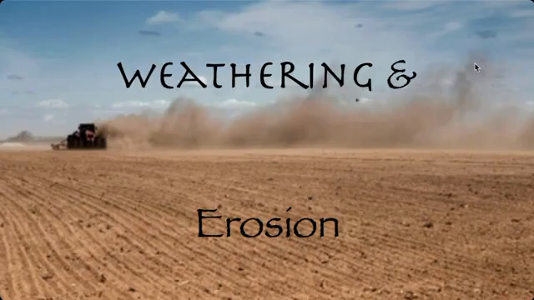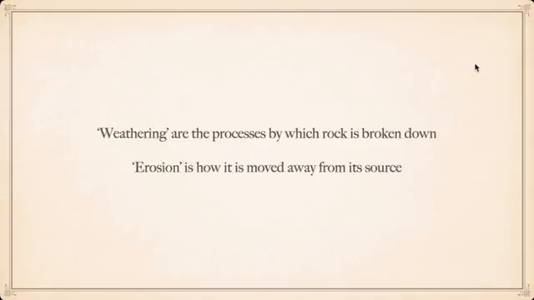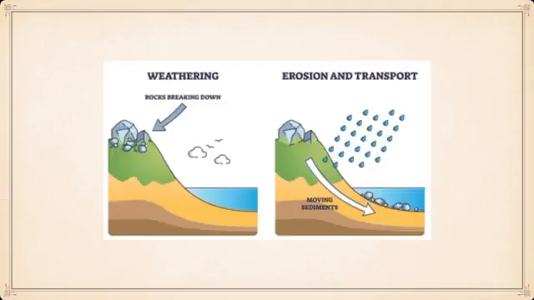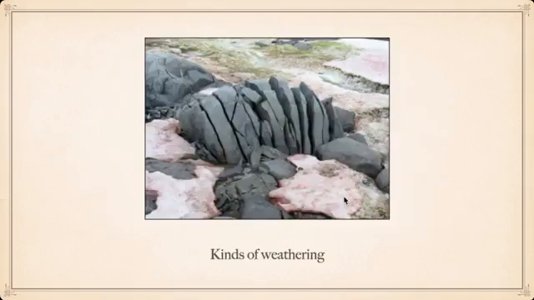So let's begin. Now, first of all, weathering is the processes by which rock is broken down, and erosion is how those little bits and pieces are actually moved away from their source. So that, in summation, is the difference between the two. If it did help, we have this right here. So weathering, your rocks are breaking down. Erosion and transport are those little bits and pieces of rock moving away.